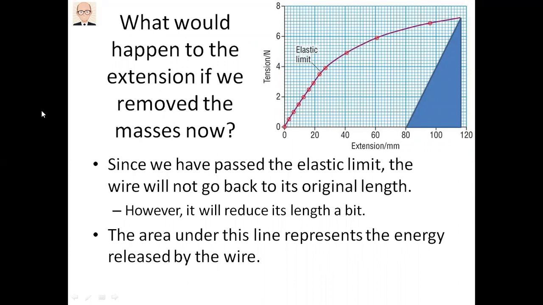Next one. So what would happen to extension if we remove the masses now? Let's assume we put some masses on the spring and we extend the spring to some point. At that point, if we remove the mass, what will happen? If we pass the elastic limit, the wire will not go back to its original length. However, it will reduce its length a bit.